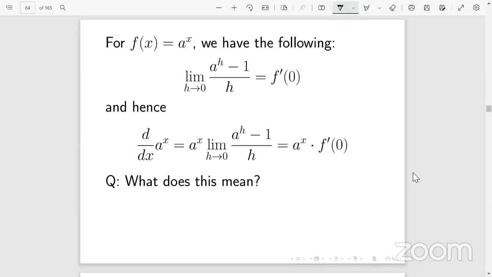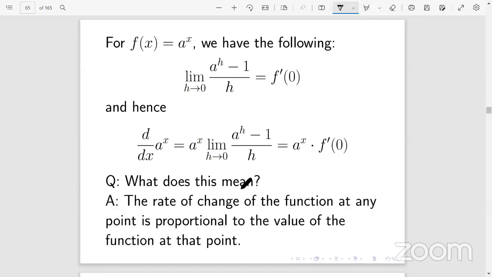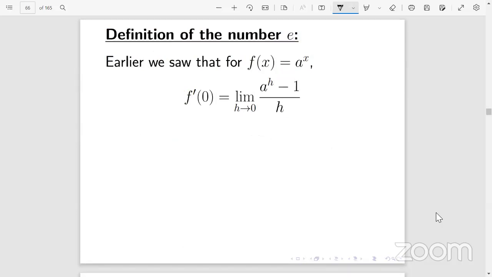So the question is, what does this mean? It means that the rate of change, which is what the derivative means, of the function at any point, remember that x could be any point, is proportional to the value of the function at that point. As you can see, the derivative of a to the power x is a to the power x times f prime at 0. That's what this means.